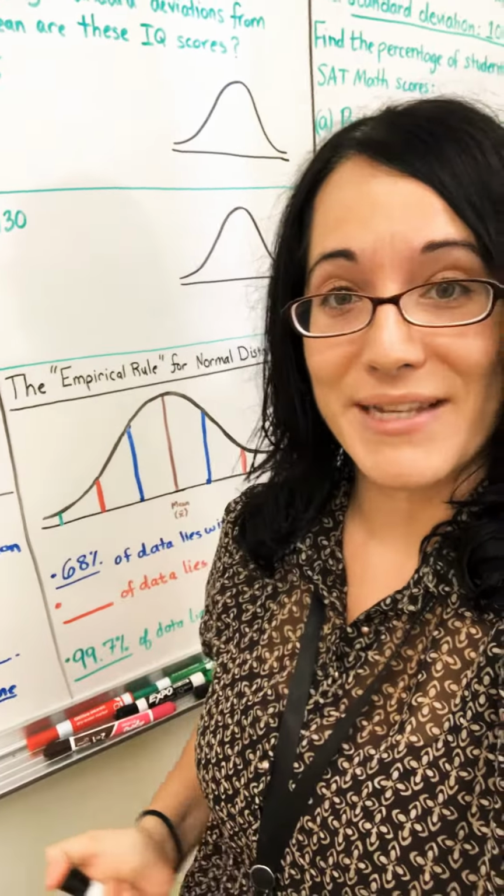Example 1 says, IQ scores are known to be normally distributed with an average IQ score or a mean of 100 and a standard deviation of 15. What we mean by standard deviation is, on average, how far scores lie from the mean. We've calculated it in the past. So 15 is our average deviation from the mean, so it's our standard deviation for IQ scores. How many standard deviations from the mean would these IQ scores be?